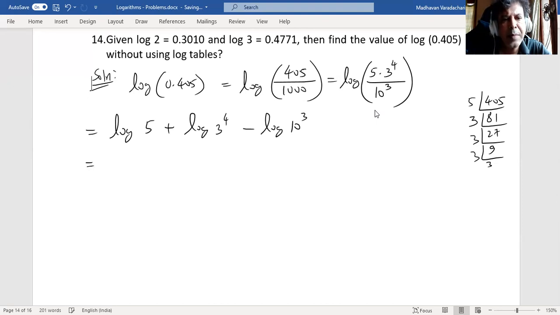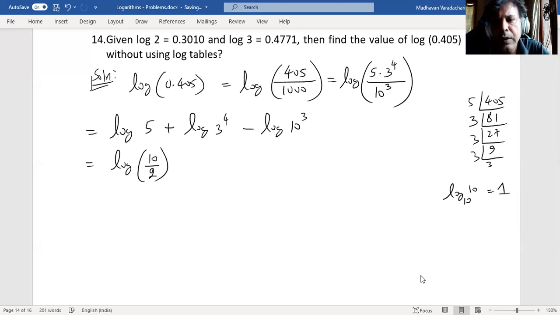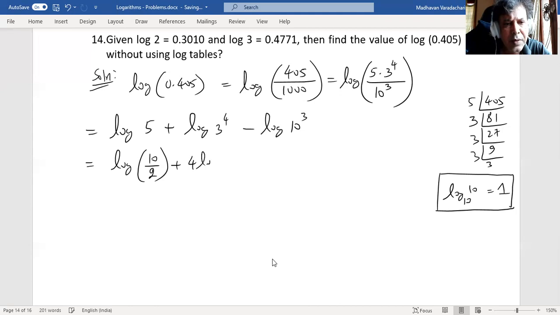Again, this can be written as logarithm of 10 by 2, because we know log 10 to the base 10 is 1. We will use that. And otherwise, logarithm of 2 value is given, logarithm of 3 value is given. That is why I'm converting this 5 as 10 by 2. This one is 4 times logarithm of 3 minus 3 times logarithm of 10.